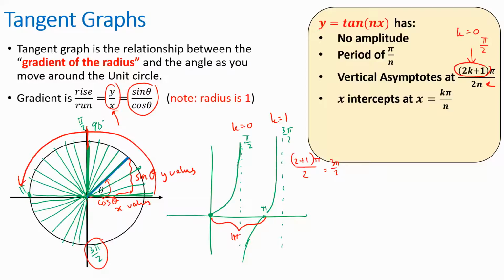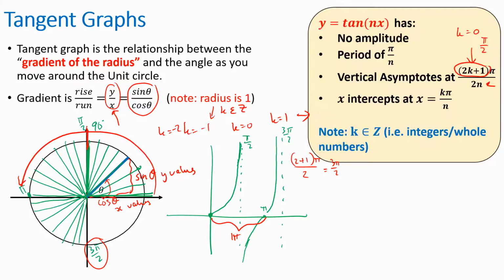You can say when k is 1, k is 2, k is 3, k is 4, and it gives you every asymptote onwards. Or if you want to find all the asymptotes in the negative direction, it's when k is negative 1, k is negative 2. So when you write this formula, you have to realize that k is an element of Z, which is integers, positive and negative whole numbers. Yeah? So I write there, k is an element of Z, that is integers or whole numbers, positive and negative.